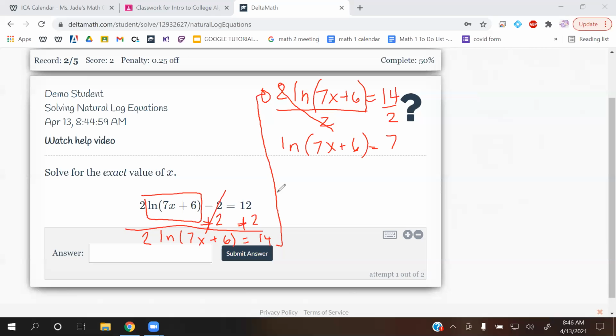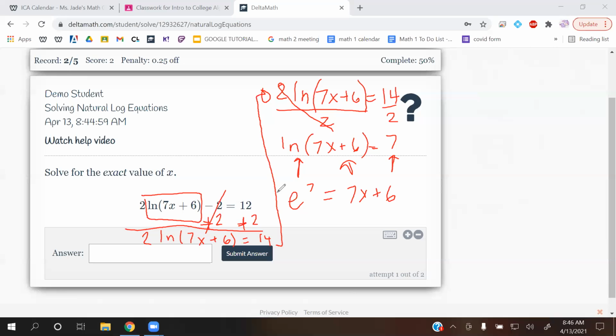So now that we have our natural log by itself, we've accomplished our first goal. And then the next thing we want to do is rewrite in exponential form to help us solve for x. So I'm going to rewrite this in exponential form. So we have a base of e. Even though you don't see it, a natural log will have a base of e. So if you see ln, that's the natural log, and it has a base of e, raised to the power of 7 is equal to the value of 7x plus 6.